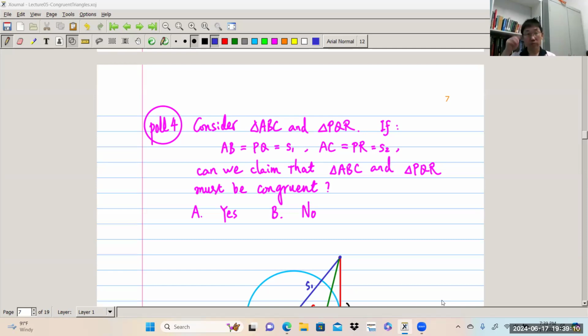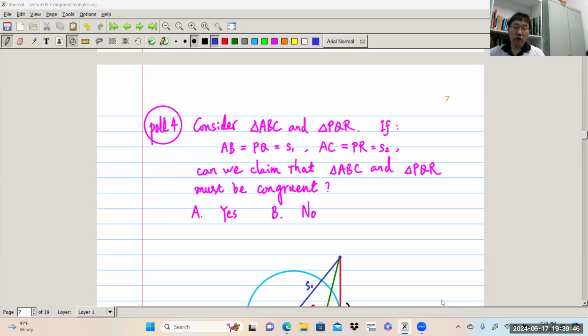You can try to draw, and see if you can draw two different triangles that are not congruent to satisfy these two relationships. If you can draw two different triangles to satisfy these two relationships, then this claim cannot be true, right? So how to answer this question? You can do this experiment.